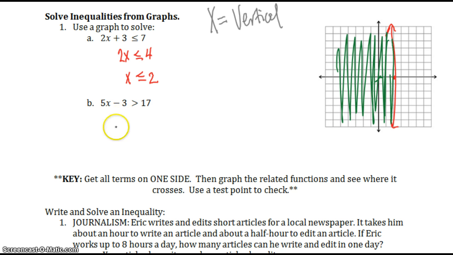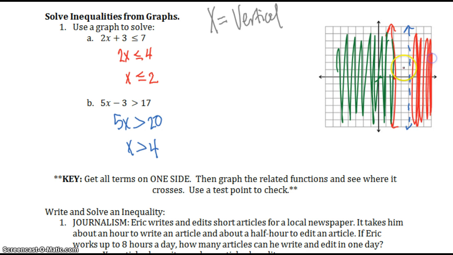Let's work the second one. 5x is greater than, when you add 3, you get 20. Divide by 5, x is greater than 4. So again, it's going to be a vertical line. So that was at 2, 3, 4. This time it's a dotted line because it is not equal to. And it's greater than, so guess what? My shading is going to go to the right.